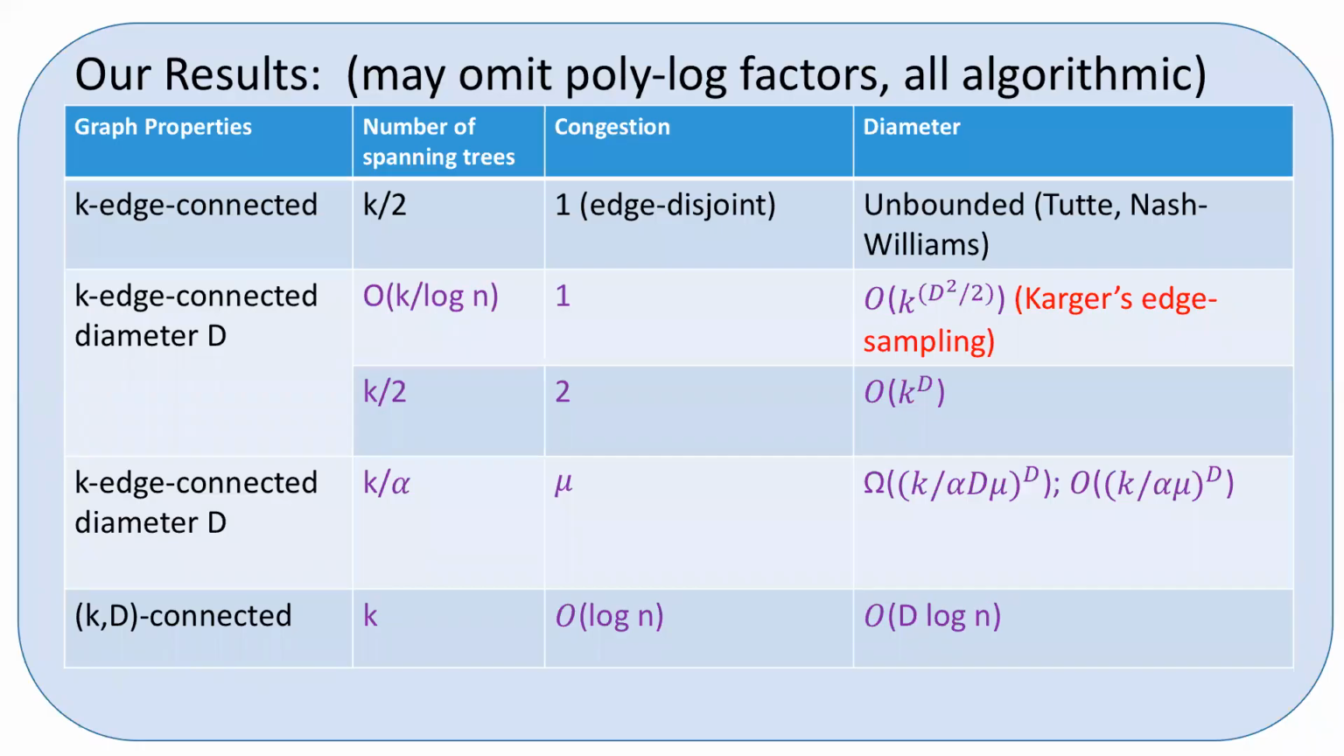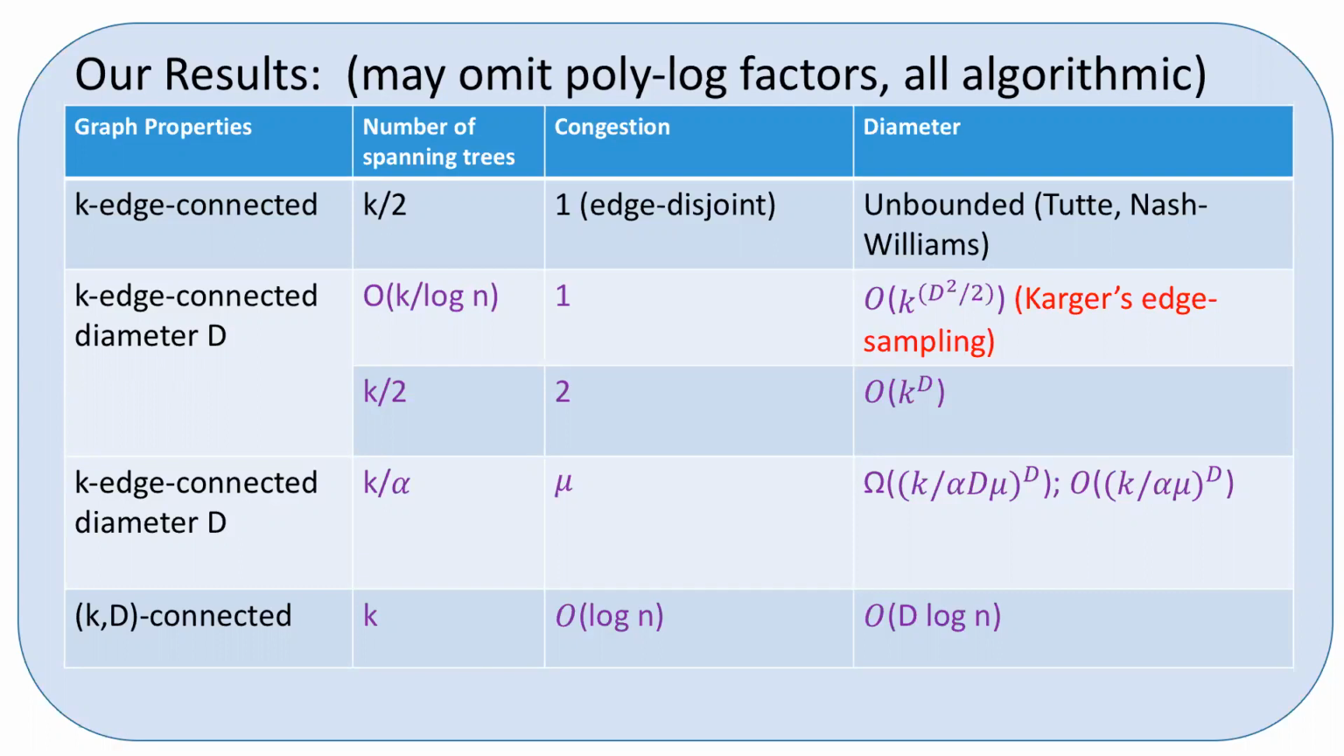And in this paper, we make progress towards both the algorithms and the lower bounds for computing a packing of low diameter spanning trees. So our result can be summarized in the table, and we have omitted polylogarithmic factors for the simplicity of presentation. And our results in this table are algorithmic. The first row restates the Tutte and Nash-Williams theorem, which says that every k-edge connected graph contains k/2 edge disjoint spanning trees, but the diameter can be unbounded.